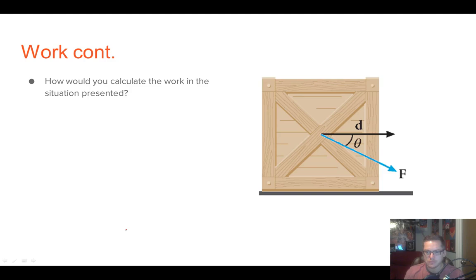Now let's think about this. Remember, work is equal to force times distance. You need to have this one memorized by the time you're done with all this. Work equals force times distance. But remember, these two things need to be in the same direction. If they're not in the same direction, then our formula doesn't work.